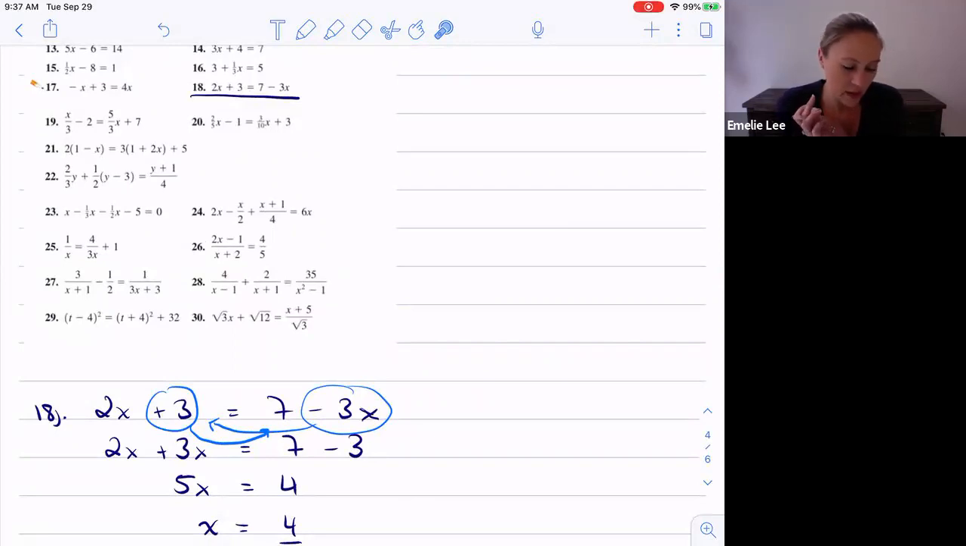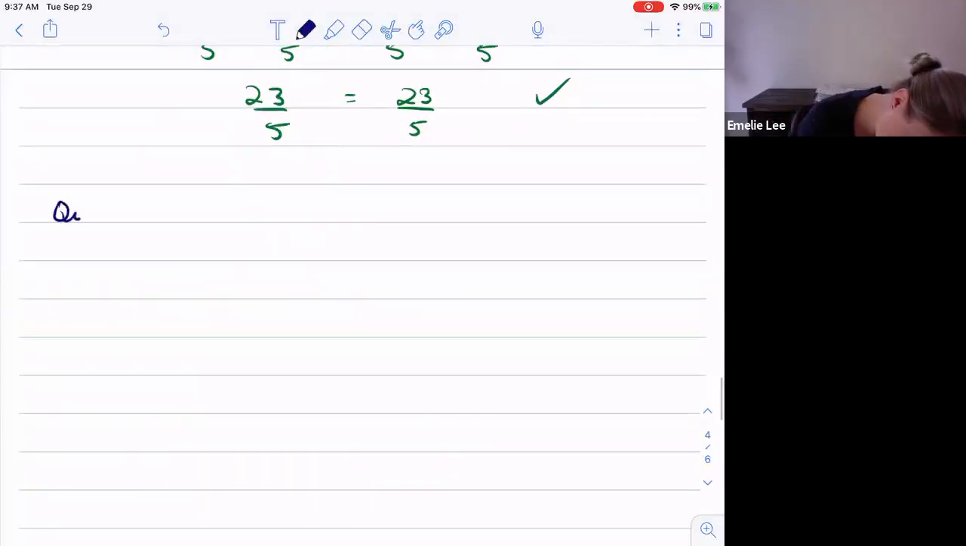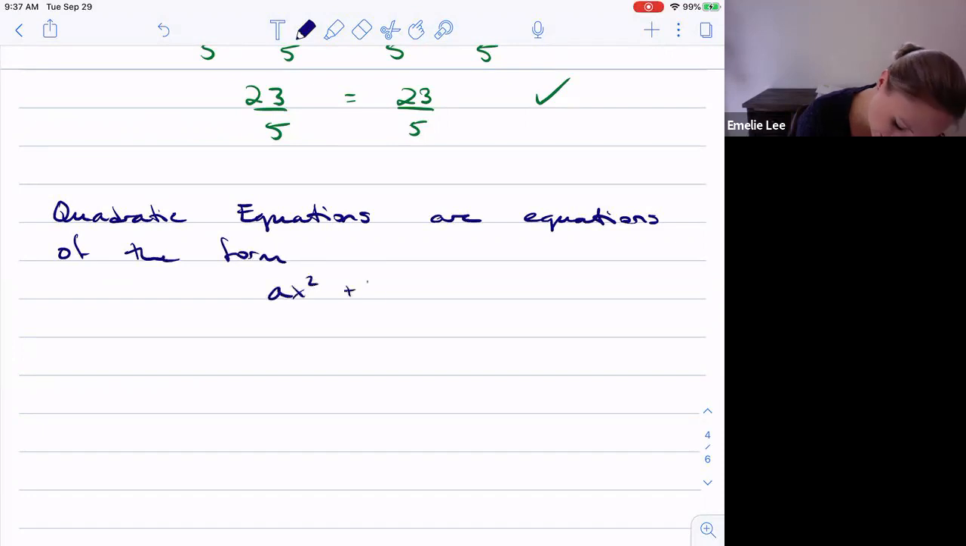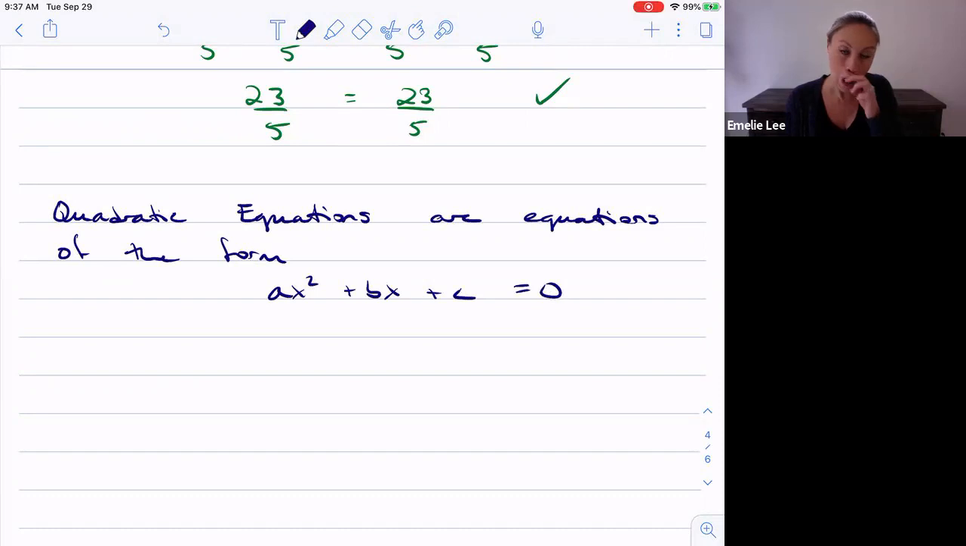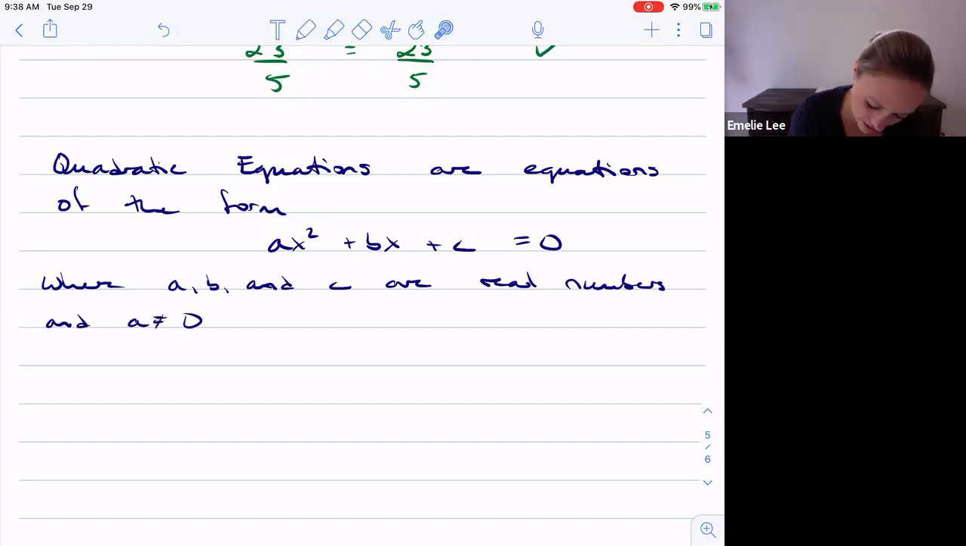And once you've worked through them, maybe bring questions for next day if there are any that gave you grief. But what I want to do is get into quadratic equations. So quadratic equations are equations of the form ax squared plus bx plus c equals zero, right? Where a, b, and c are real numbers, and a cannot be zero because then there's no x squared term, and then you're just left with a linear equation like we were looking at.